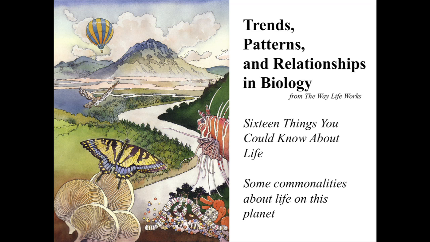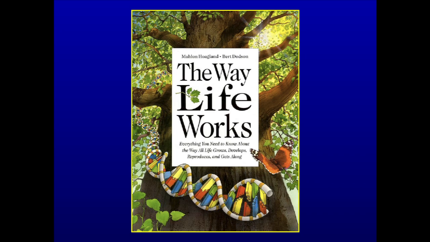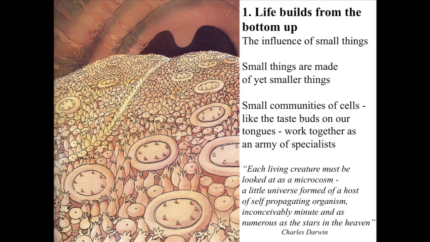Trends, patterns, and relationships in biology. I think these are 16 things you might want to know about life. I don't mean that this defines it or even fully characterizes it, but these are 16 things that life on this planet and probably elsewhere share in common. You can look at Malin Hoagland's book, illustrated by Bert Dodson, on the way life works. I'm not sure this book is still in print, but some of the illustrations that I show in this class come from this book and some of their ideas.